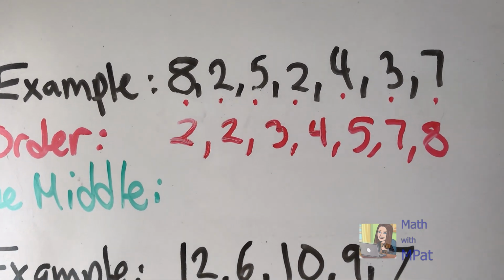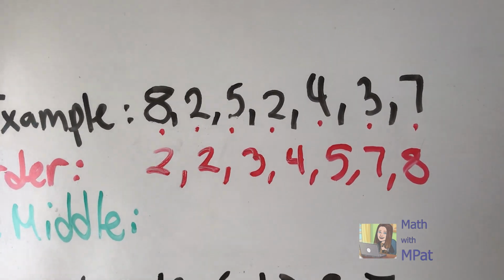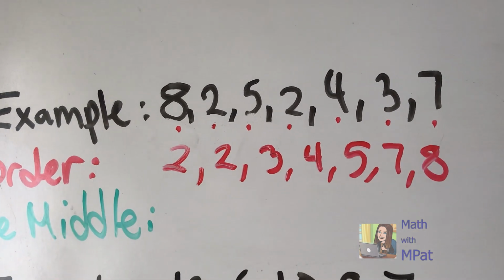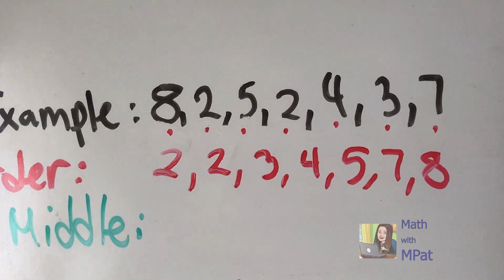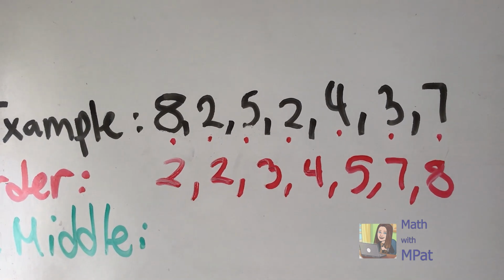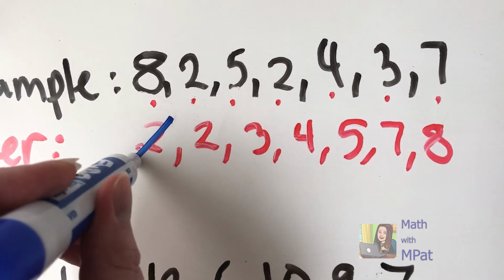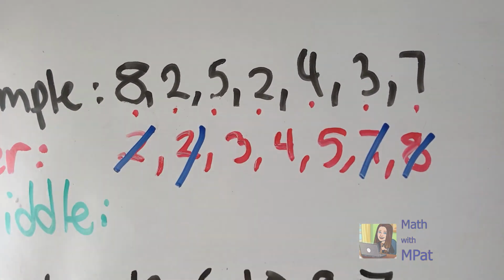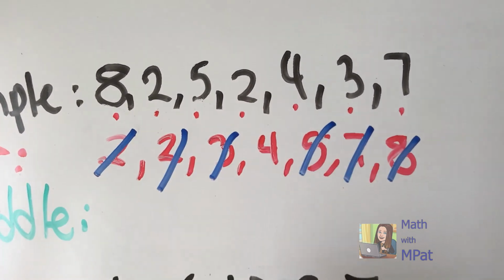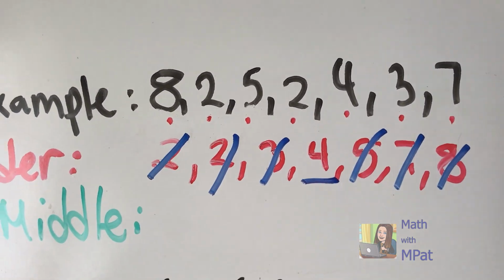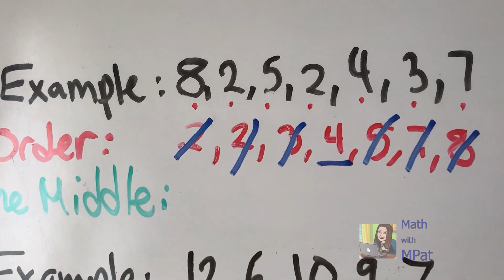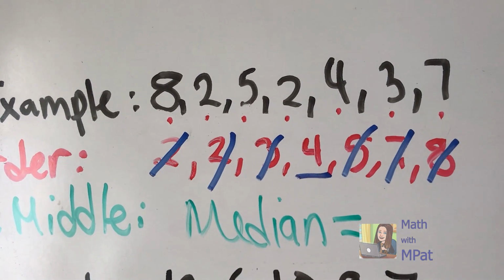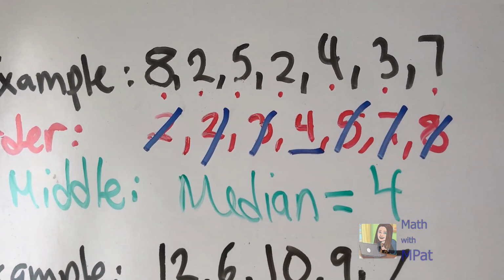Now, to find the middle, there are a couple of ways we could do this. We could bounce in from the outsides, or we could cross them out. I personally like to cross out the numbers. So we're going to cross them out on each side, one at a time. On this side, then that side. 2 and 7, 3 and 5, and now I have found my middle number. So the median for this set of data is 4.